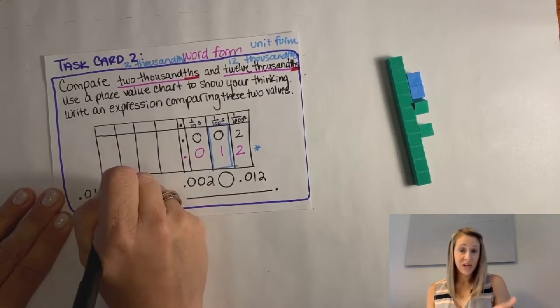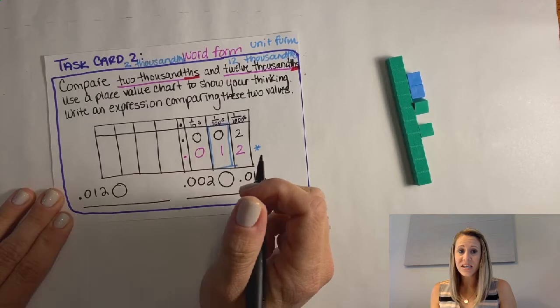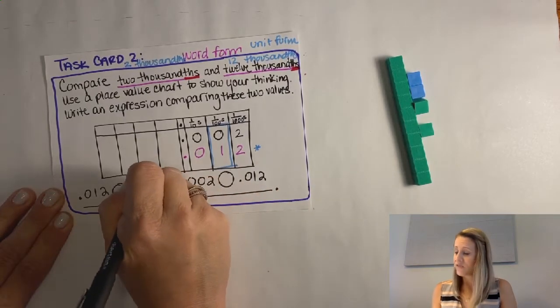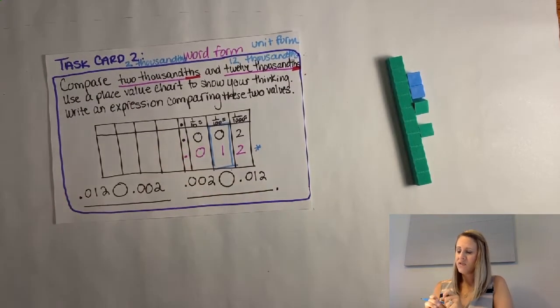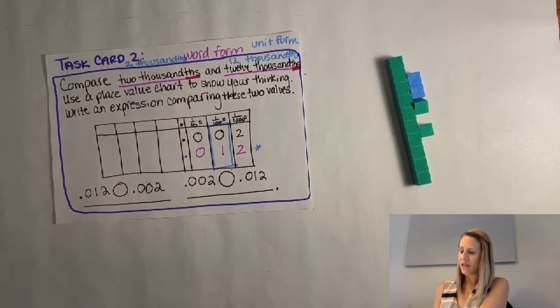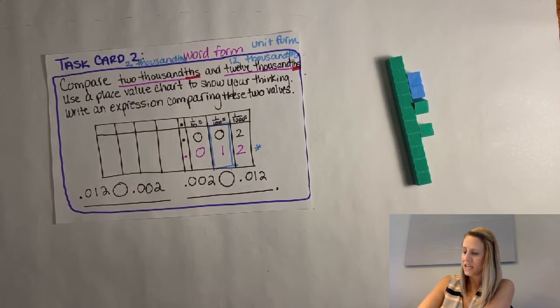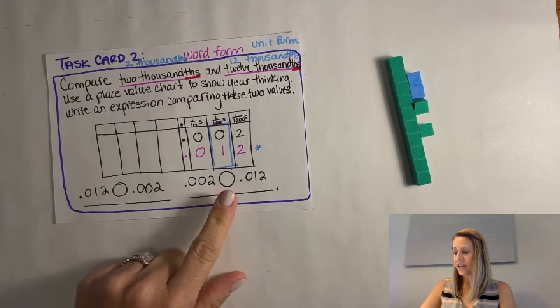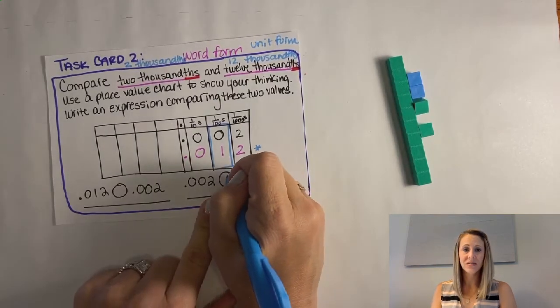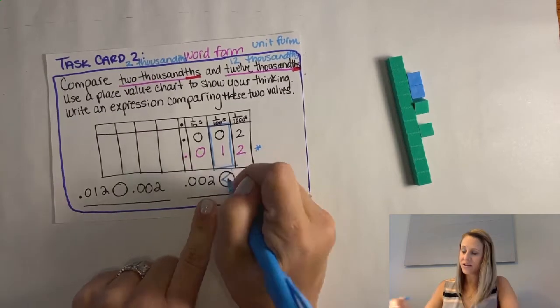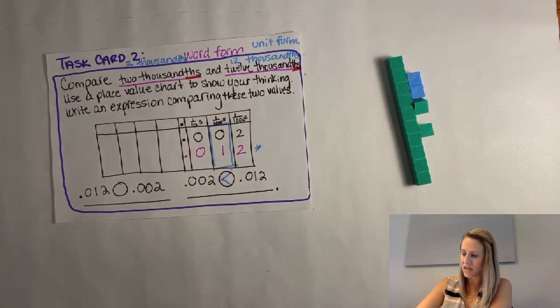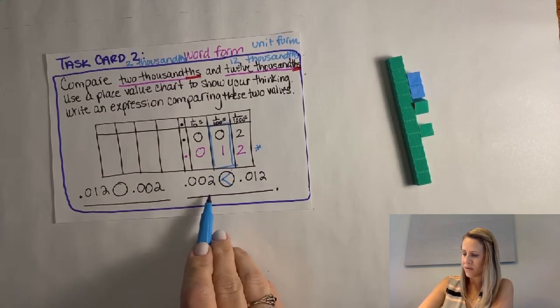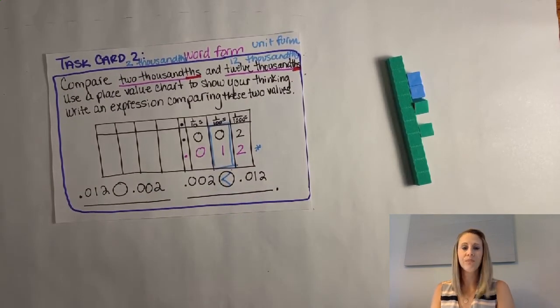So you could either put the 2 thousandths or the 12 thousandths first. It doesn't matter. If you chose to put the 2 thousandths first, you would need to say the expression was a less than math sentence. So 2 thousandths is less than 12 thousandths. Okay, let's write the word less than underneath, so that you'll remember that's the less than symbol.